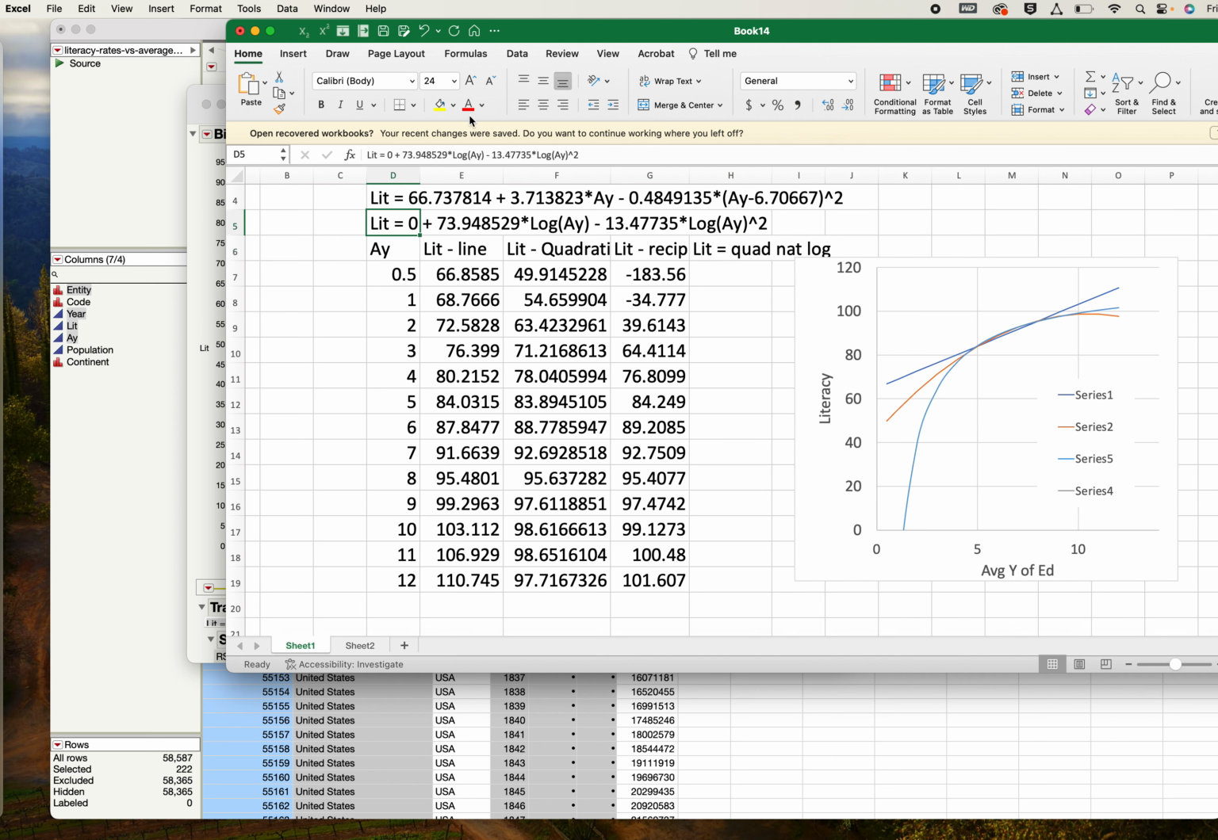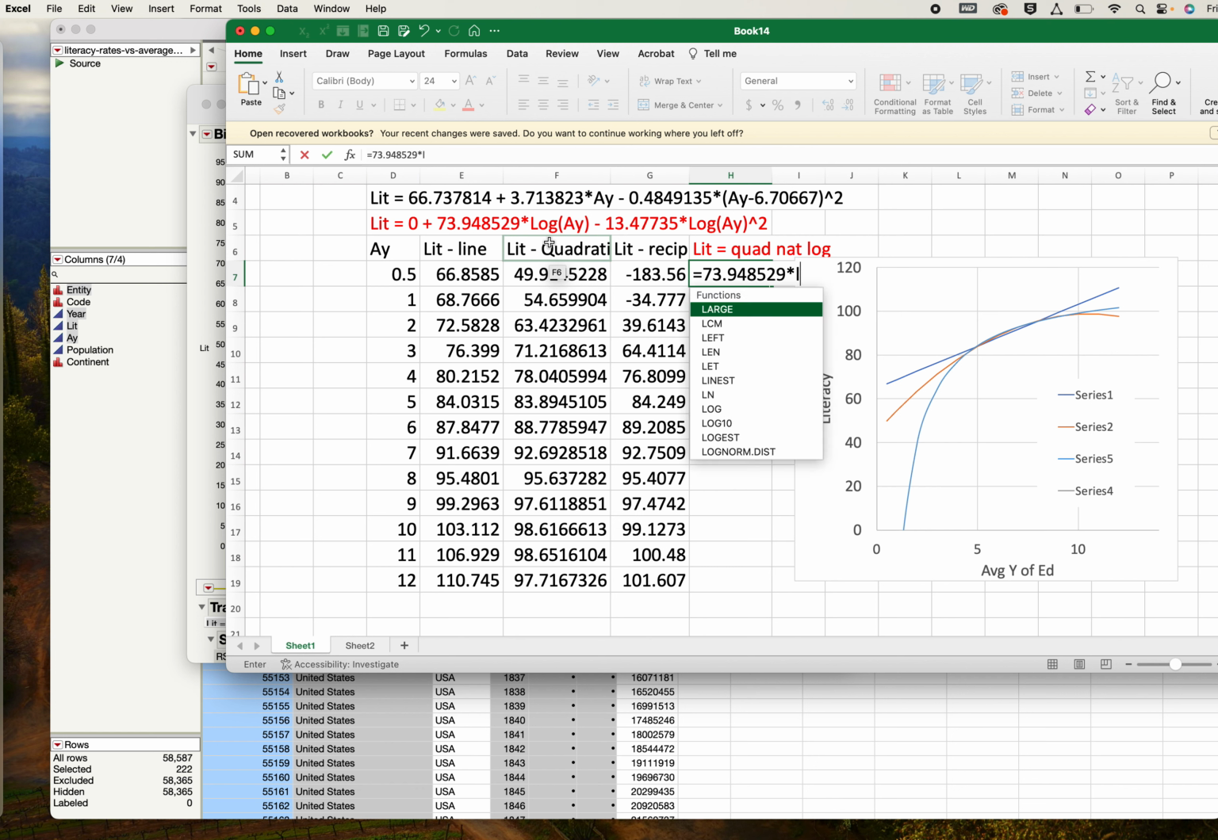So this is what we saw in Excel. I'll put it in red font so it's a little bit easier to see in all this mess that we're building. So if we want to enter this equation, this is what JMP gave us. It is equal to 0, there's no intercept, 73.948529 times. It says log, but we chose natural log, so that's log to the base e. In Excel, that's ln, and it's the natural log of average years of literacy.